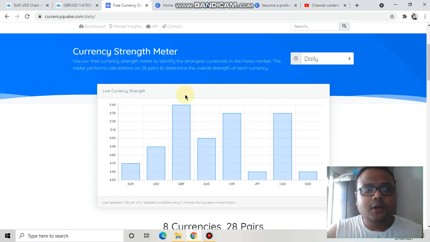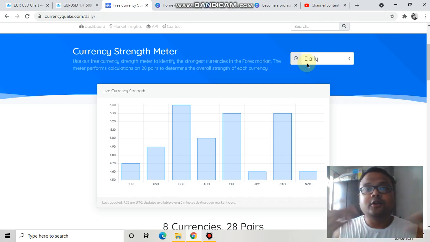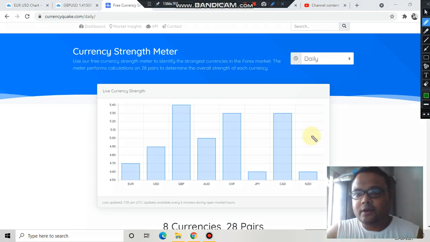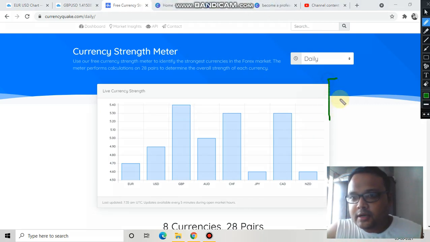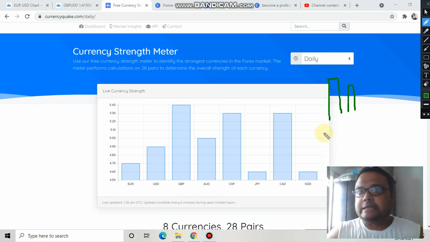Okay, and if you want, you can also consult this currency strength meter. This is currencyquack.com. You can go to the daily chart. There are multiple currency pairs available, you can go to any chart. These are available for free on the website or on the internet. Just see how the currency pair is doing. Remember one thing: if both the currencies are very strong and positive, then you'll get a sideways market. If one currency is positive and one is down, then there will be a trending market. That's it.